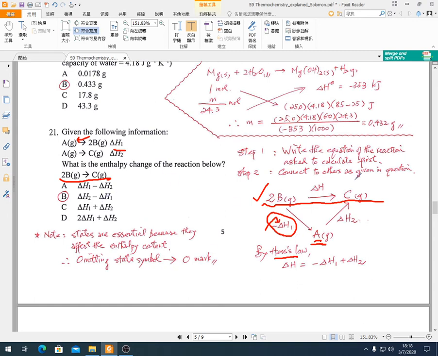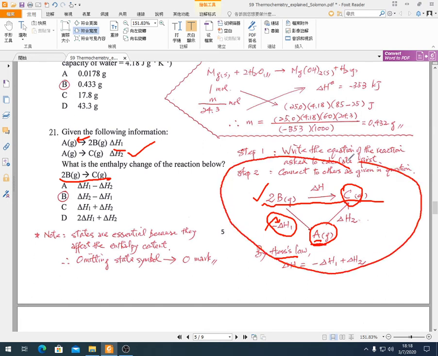And then we want to find C. How can we connect C with A? After writing A here, we find this equation. So A becomes C is delta H2. So we complete an energy cycle. Then we use Hess's law, going this way, left to right. So we have the same initial state going this way. So it's minus delta H1, and then go this way, delta H2. Then we get the answer B.